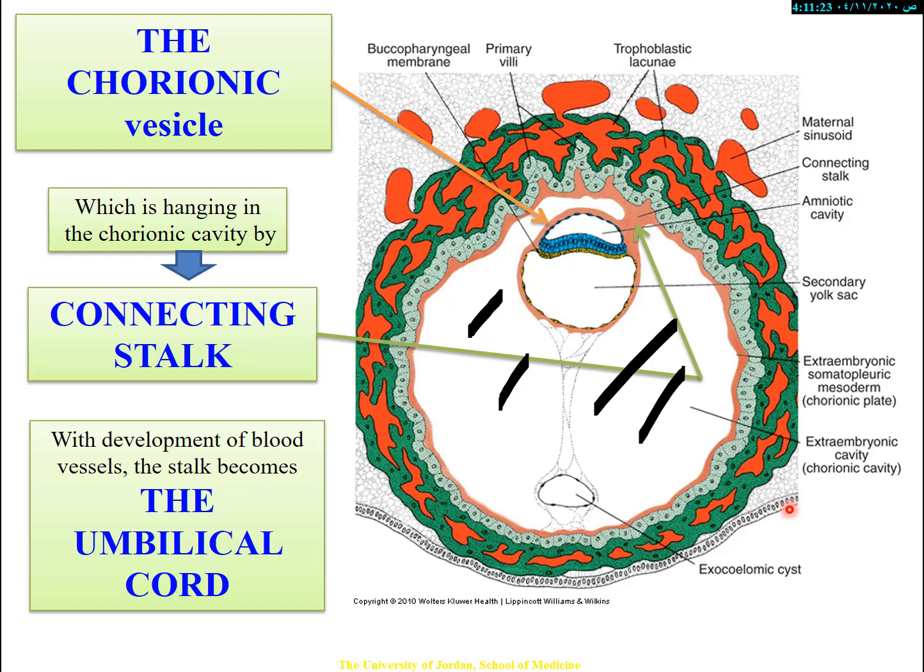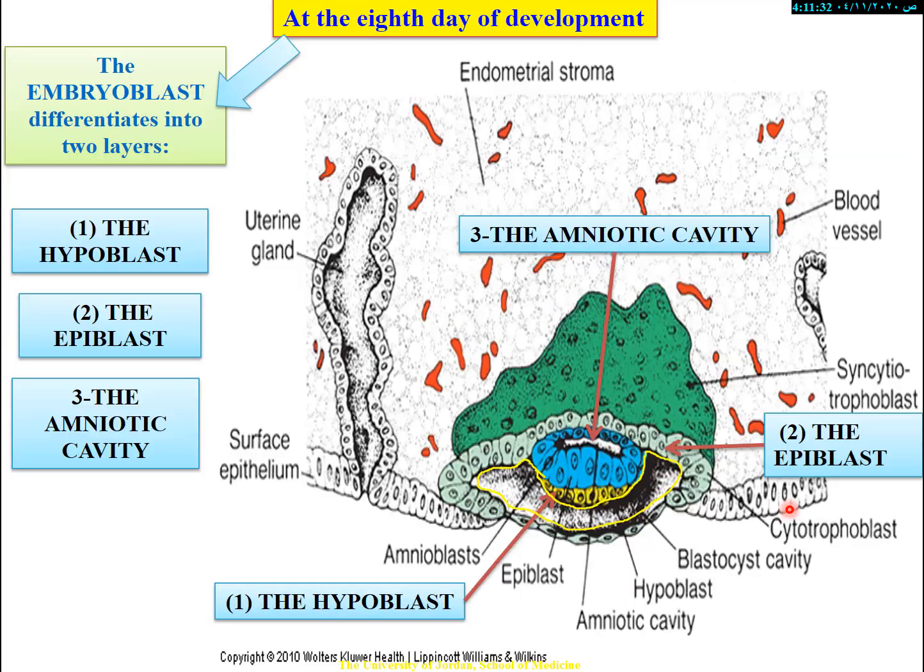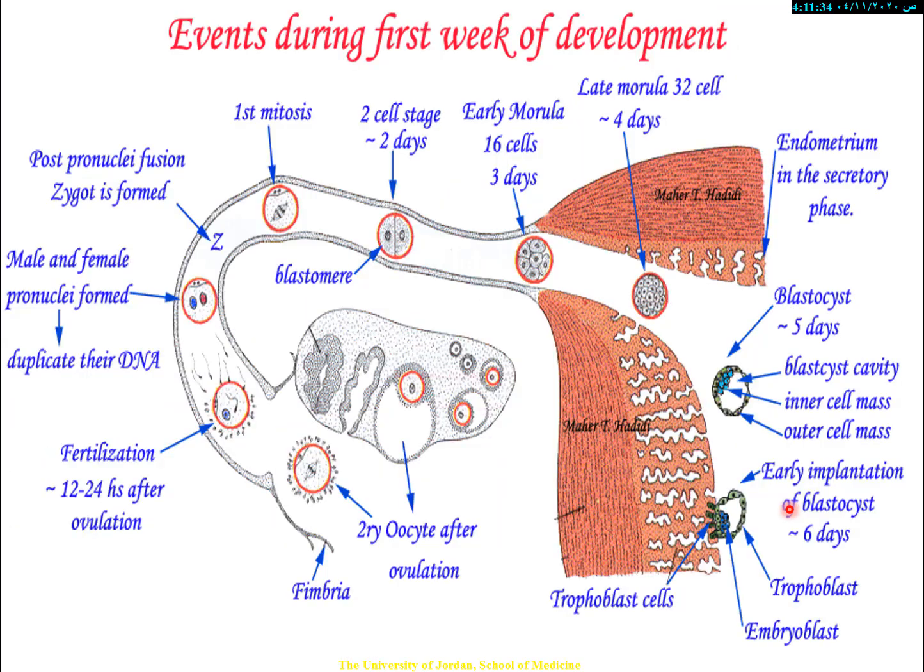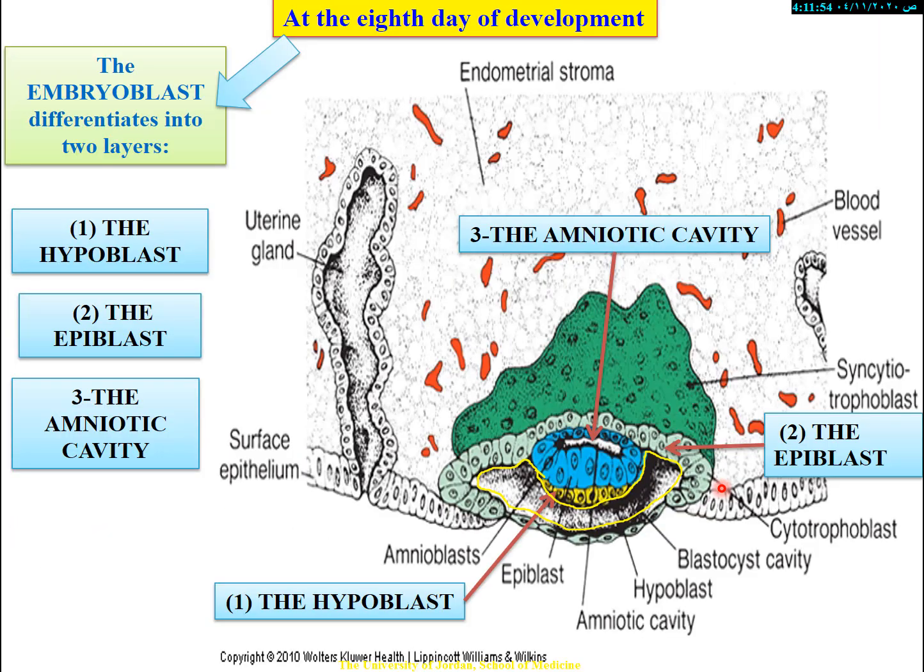So the human embryo does not develop in the cavity of the uterus, does not grow here. The embryo would not grow here and get bigger and bigger. It would get here completely inside the wall of the uterus, and then it would become bigger and bigger and would occupy the cavity. This is something we will talk about later.